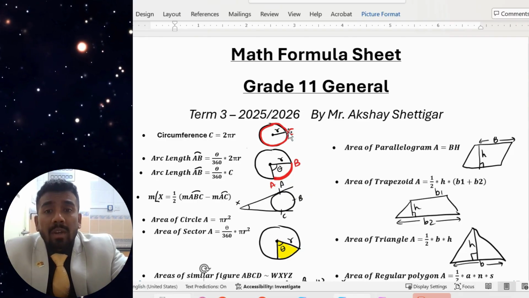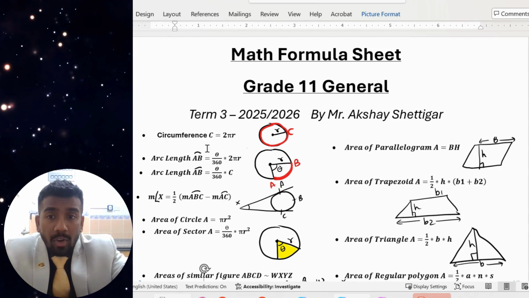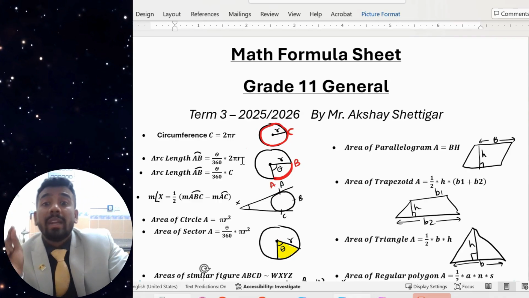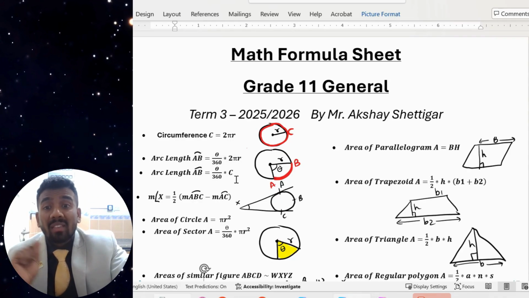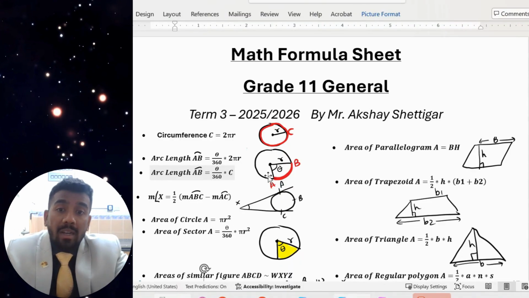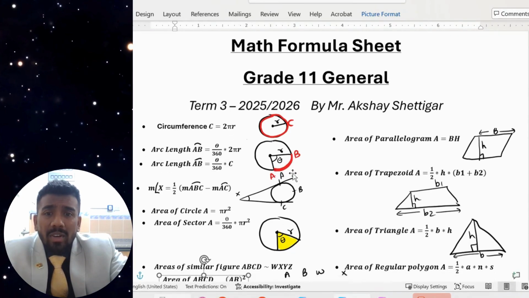So first one is circumference. Then you have arc length. There are two formulas for arc length. You see, one is for 2 pi r. When they have given you radius, use this. When they have given you circumference in the question, use this formula for the arc length. And what is arc length AB? This one. Theta is the angle for it.